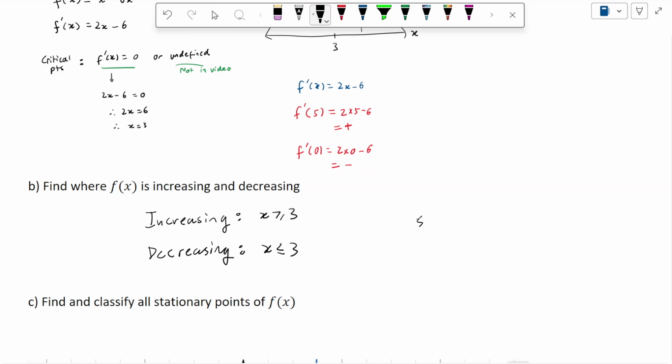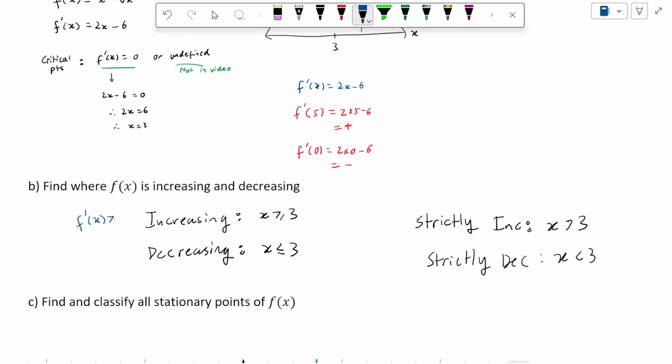If you wanted to use more precise terminology, you could use strictly increasing. That would be where x is strictly bigger than 3. And strictly decreasing would be where x is smaller than 3. So sort of all the definitions here. Increasing would be that the derivative is positive or 0. This would be that it's less than or equal to 0. Strictly increasing would be that the derivative was strictly bigger than 0, or the derivative was strictly less than 0. So those are sort of the definitions there.